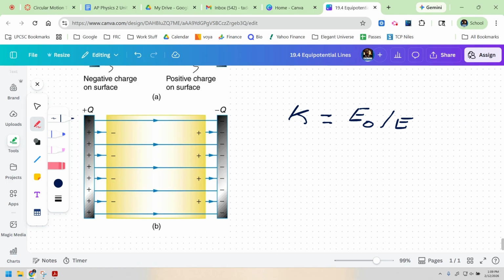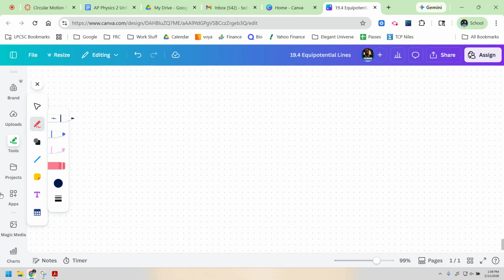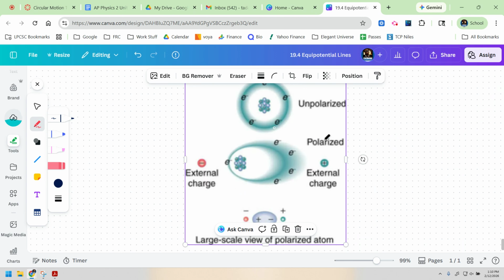And so let's do one more. I'm going to go over one more image with you guys. Trying to hurry to get all this stuff done.